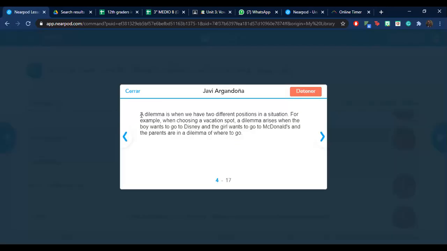A dilemma is when we have two different positions in a situation. For example, choosing a vacation spot. A dilemma arises when the boy wants to go to Disney and the girl wants to go to McDonald's, and the parents have a dilemma where to go. Very nice. And then we have also a definition. Good example. I like the one in the restaurant as well.